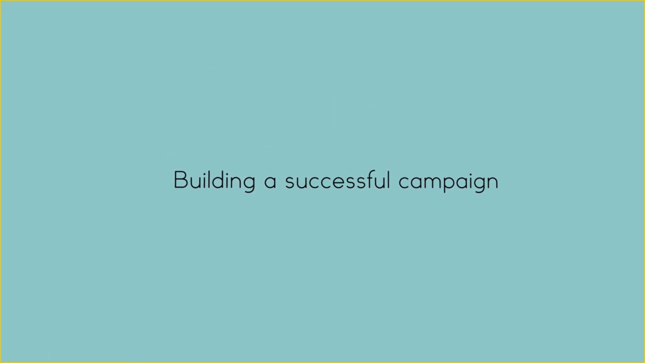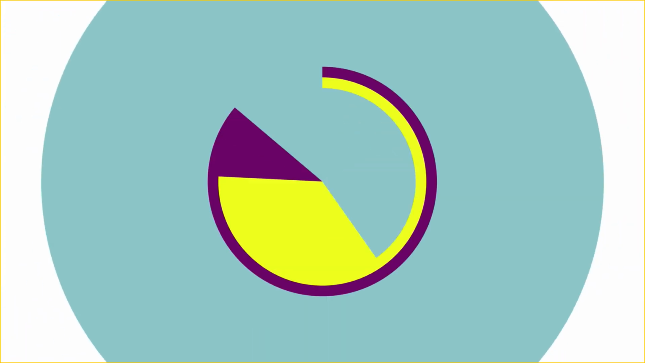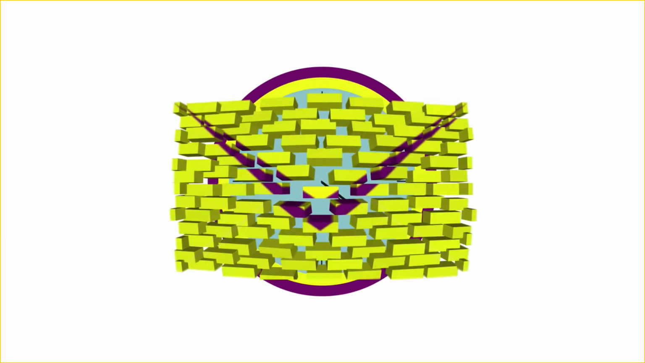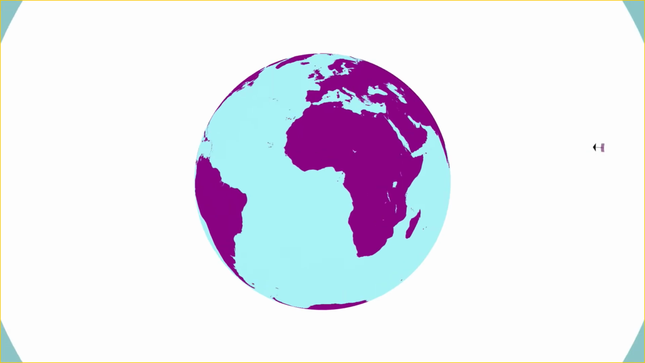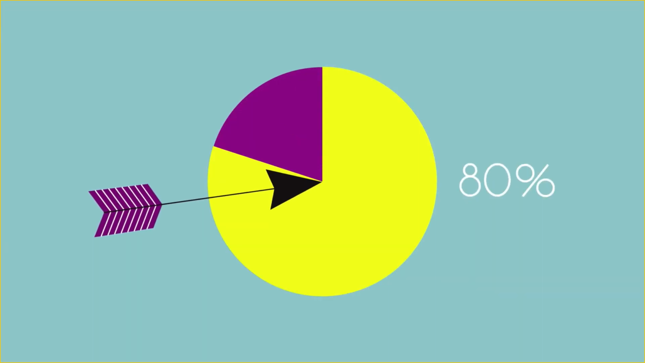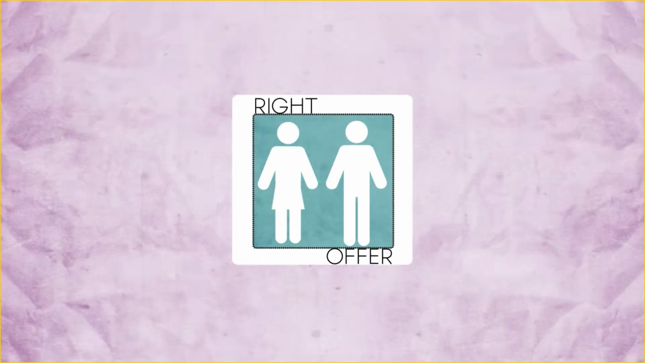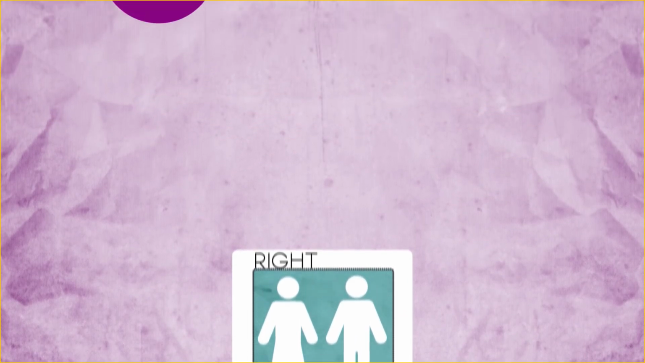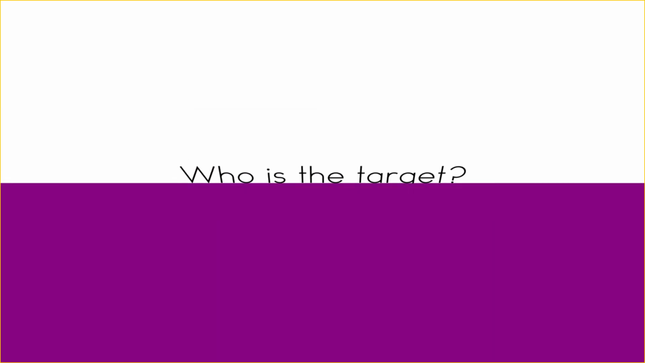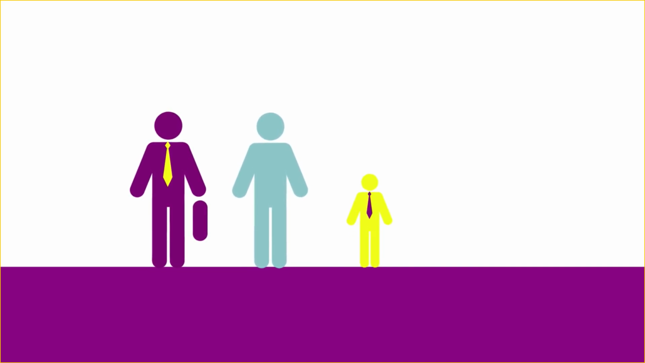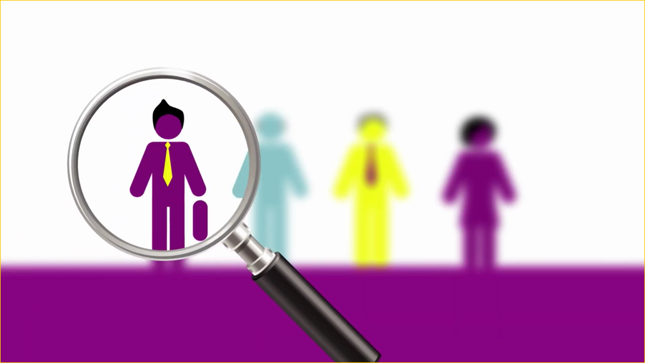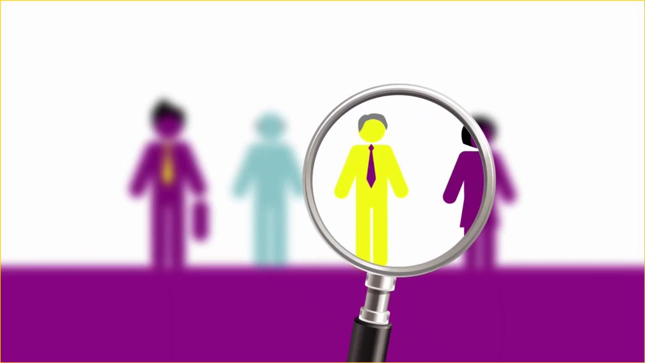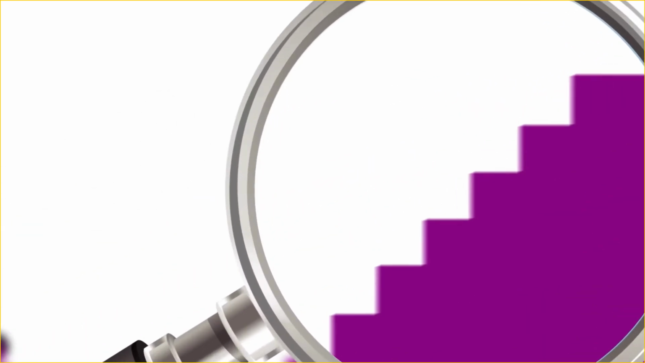Now let's look at building a successful campaign. Spending time on the basic building blocks of a direct mail campaign is crucial to success, especially when it is going to run across borders. And 80% of success depends on targeting the right people with the right offer. So there are 5 questions that are always worth asking. First, who's the target? Are they businesses or consumers? Are they male or female, young or old? Being clear about who you're selling to and asking the right questions will provide that all-important focus for every other step in the planning process.